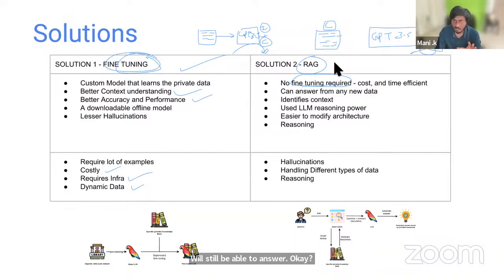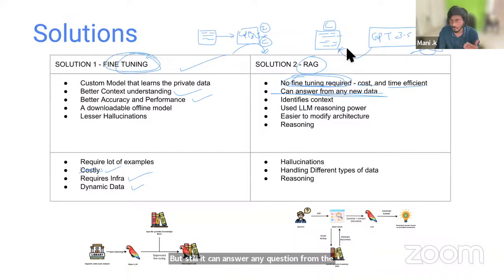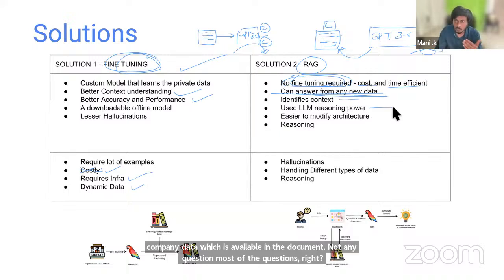So the first advantage is because I'm not training my model. Model training on my data is not happening. So the training cost is gone. Training time is gone. But still, it can answer any question from the company data, which is available in the document. Not any question, most of the questions, right? It can identify context, it will use the reasoning power of this LLM and so on, right?